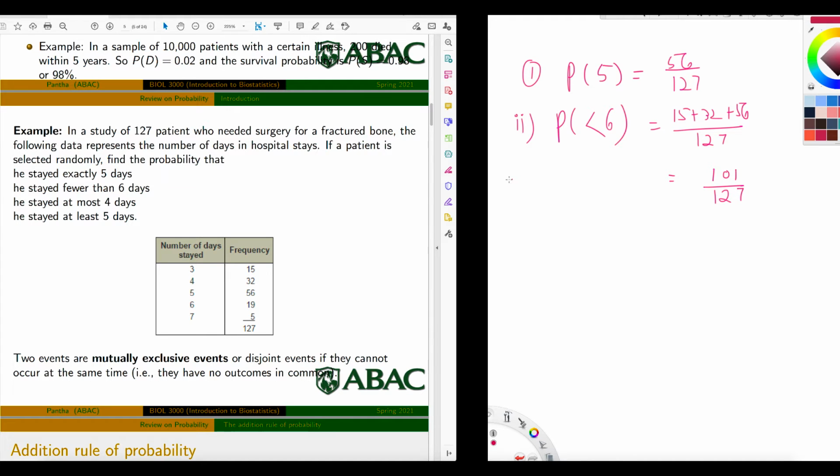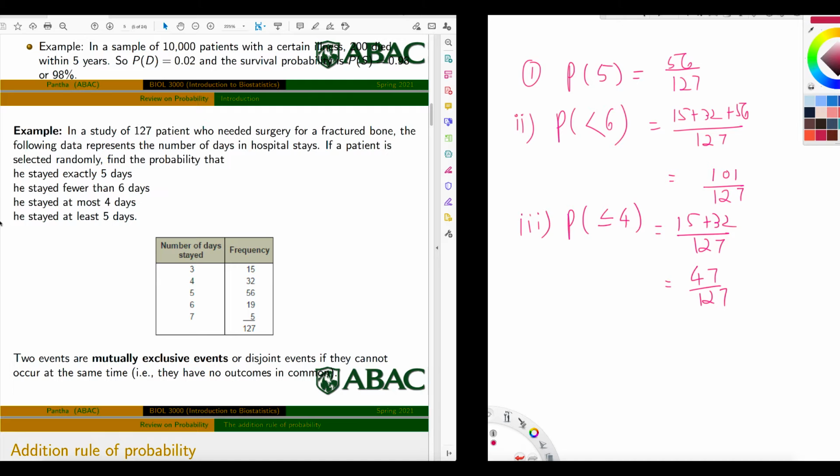Okay, so the next one is triple I: he stayed at most 4. What does that mean? That means 4 or less, right? Probability of at most 4 means 4 or less. That's what at most means. So how many are 4 or less? 15 plus 32 divided by 127. What do you get? That will be 47 over 127.